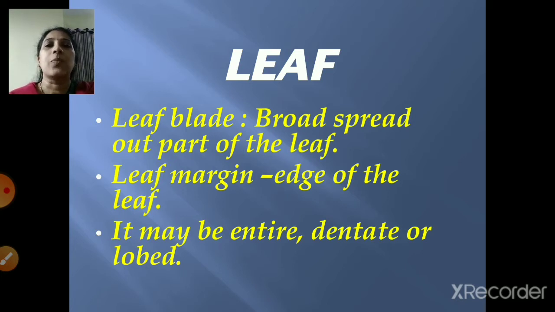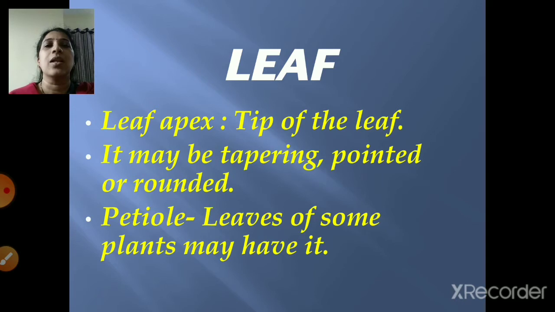The broad spread out part of the leaf is called the leaf blade. And what is leaf margin? The edge of the leaf is called the leaf margin. Now this leaf margin may be entire, dentate or lobed. So these are the different shapes of the leaf margin. Then let's see what is leaf apex. The tip of the leaf is called the leaf apex. This leaf apex may be tapering, pointed or rounded. Again, these are the shapes of the leaf apex.